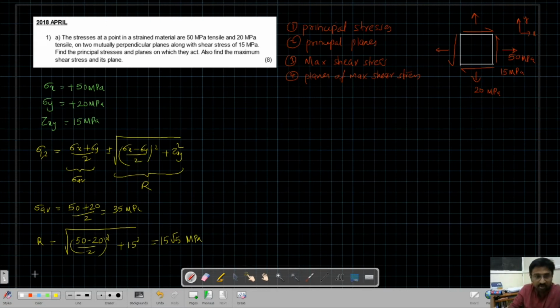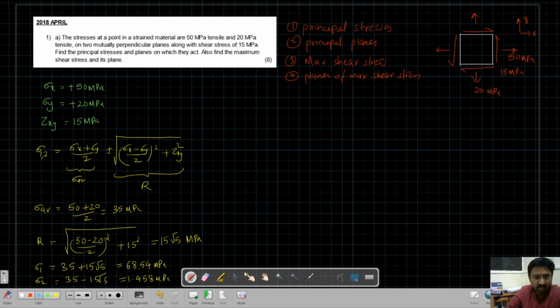Now we can find the principal stresses. Sigma 1 equals 35 plus 15 root 5, which is equal to 68.54. You can check the calculation. And we have sigma 2 equal to 35 minus 15 root 5, which is equal to 1.458 MPa. So these are my principal stresses. We have found that.